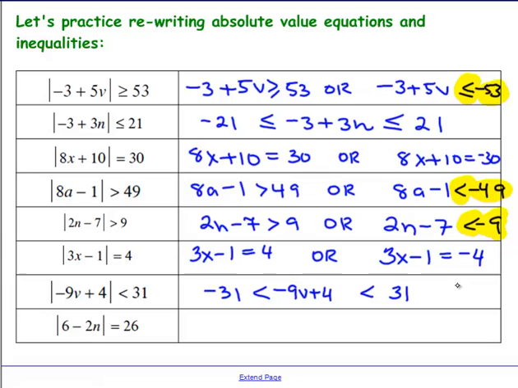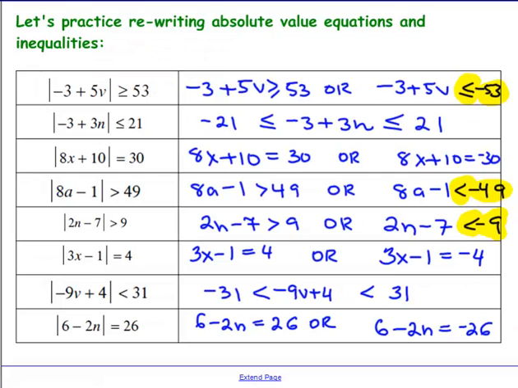The last one is an equation. Distance away from 0 is exactly 26. That means that 6 minus 2n can either be equal to 26 or 6 minus 2n is equal to negative 26. Okay, so that's it for the rewriting part. So now we're actually going to start solving.